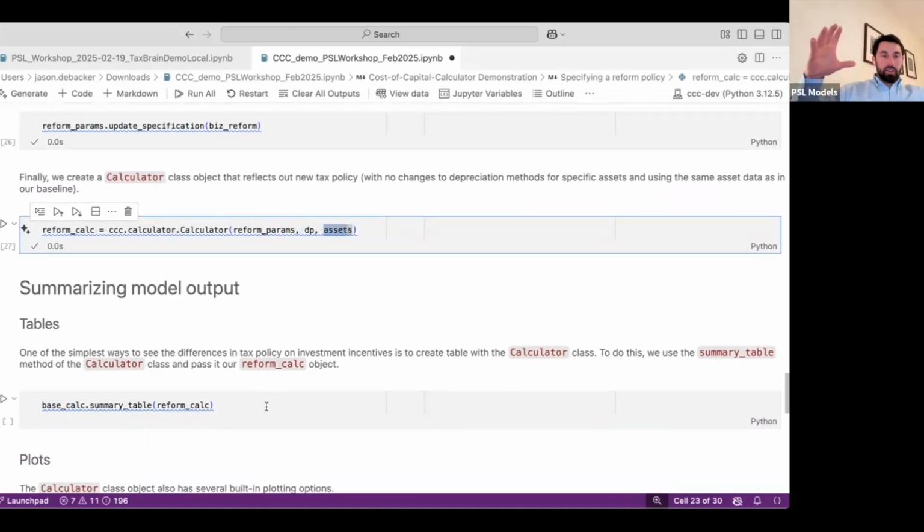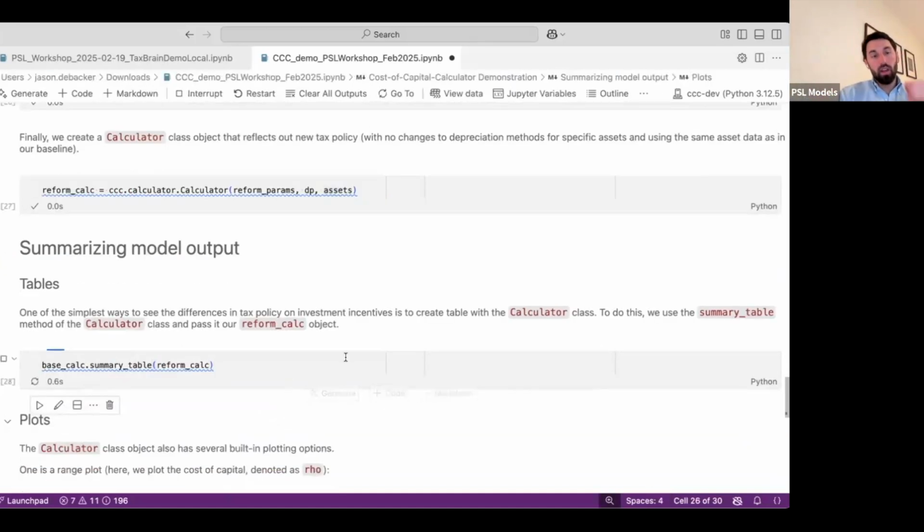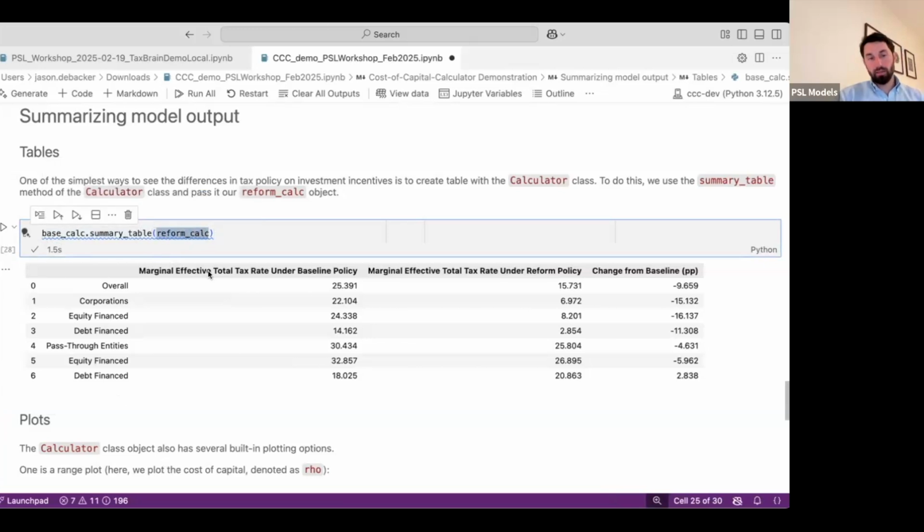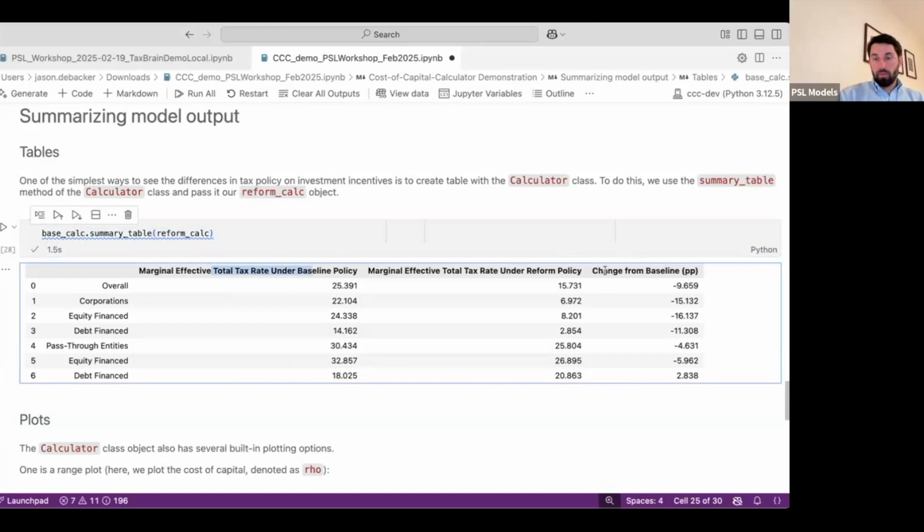All right. Now that they're all together, I can do some things. I can do calculations. I can simulate the model. I can simulate how marginal tax rates have changed, for instance. So here I'm using the summary table method of the calculator object, and I'm going to compare the baseline, base calc, to this change in policy, TCJA permanence, plus these changes of the corporate income tax rate and bonus depreciation. So here's a simple table that helps summarize what these changes look like. We've got changes to marginal effective total tax rates between the current law baseline and this reform policy.